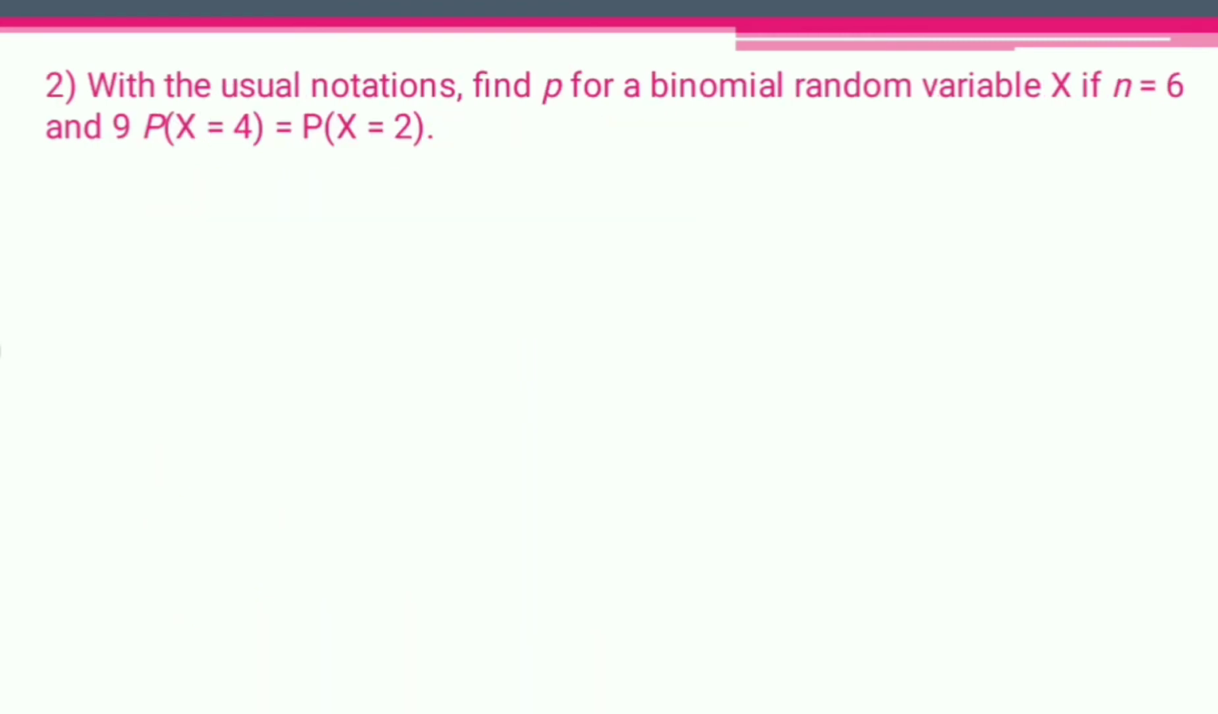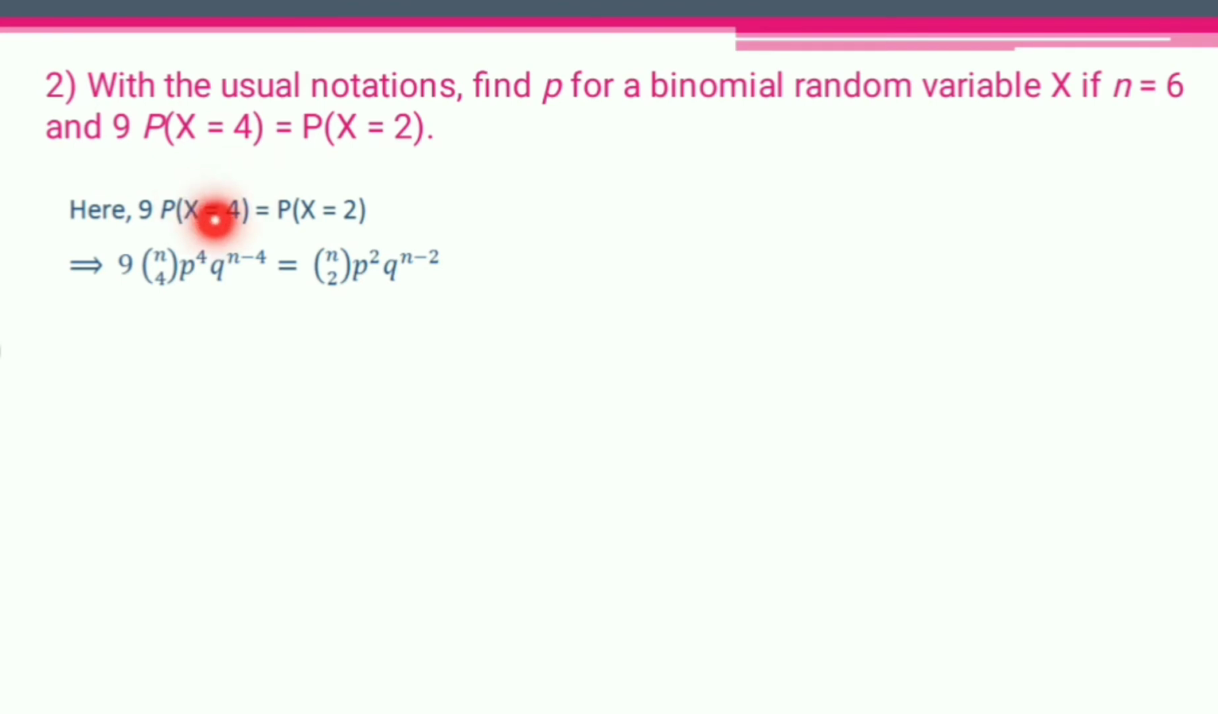Next question. With the usual notation, find p for a binomial variable x if n is equal to 6 and 9 times probability of x equal to 4 is equal to probability of x equal to 2. So we are given n and we are given this condition. We have to find out p. So we'll use this condition.